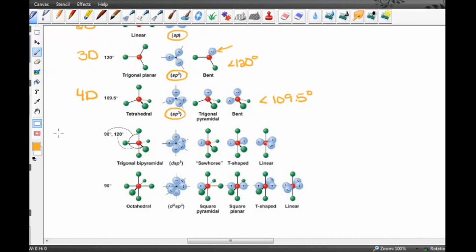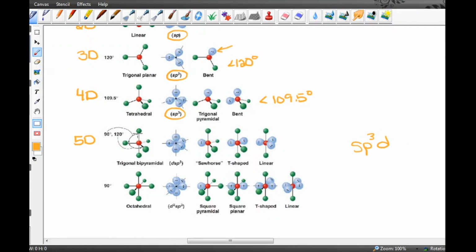Getting into 5 domains. This is where we end up, remember, with our axial domain and our equatorial plane. So up here, top and bottom, that's our axial plane. And around the center, like the equator, is our equatorial plane. Sometimes you'll see this written as dsp3. I tend to write it as sp3d, which is, I believe, how your textbook writes it as well. sp3d hybridization creates for us 5 equivalent bonding domains.